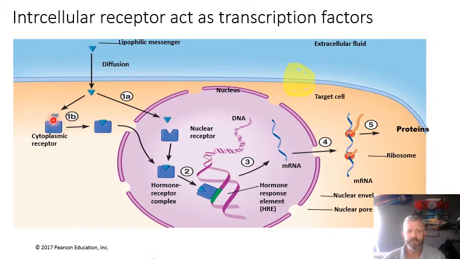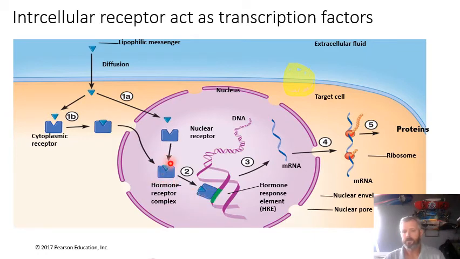So a lipophilic messenger can have its receptor either in the cytoplasm, or you can have a nuclear receptor sitting in the nucleus, because these lipophilic messengers can make it through these membranes. They can zip right through because they are small and nonpolar. These intracellular receptors have a binding domain for the chemical messenger, but they also have a DNA binding domain.